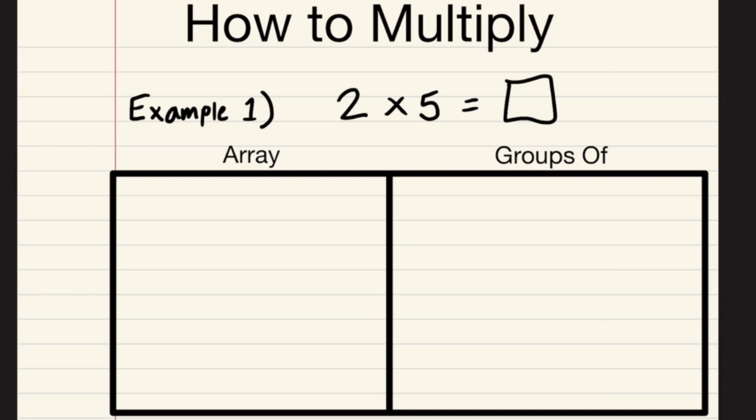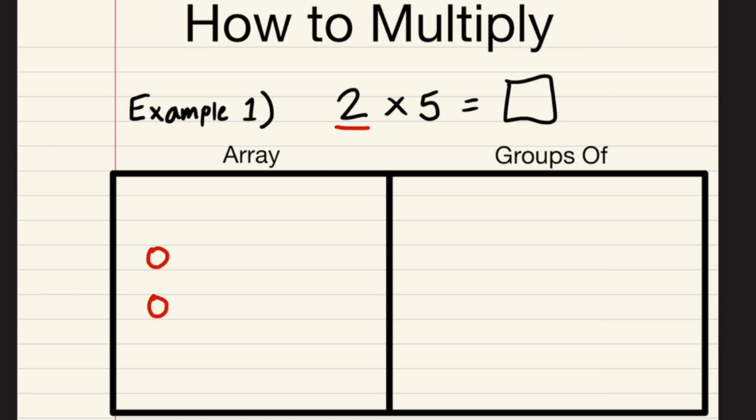When it comes to multiplication, there are many methods that you can use to get the same answer. However, the two that I find the easiest are to create an array and to create groups of. Now, in order to do the array, you need to look at your first number. You need to create rows and columns. Our first number in example number 1 is 2. We are getting this from 2 times 5, so I'm going to create 2 rows for myself.